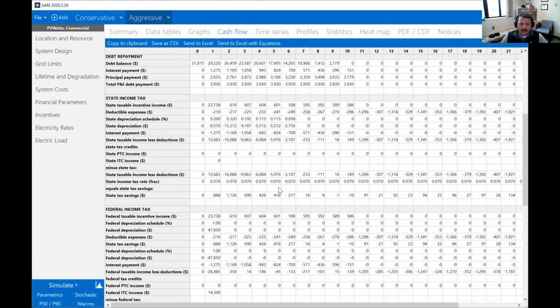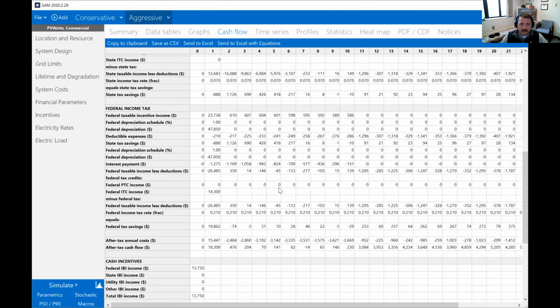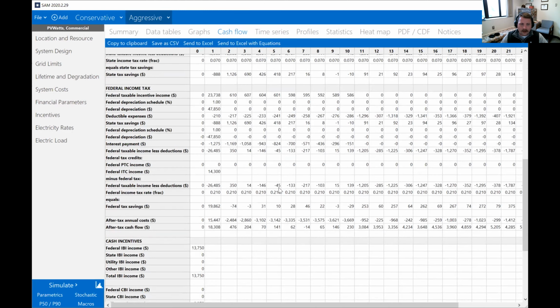I can also go down and try to figure out if I am overestimating or underestimating my tax savings. And so I can look at some of those tax savings with the federal income tax incentive, which is the federal income tax credit plus the depreciation that's spread out over the 10-year or the MACRS depreciation.